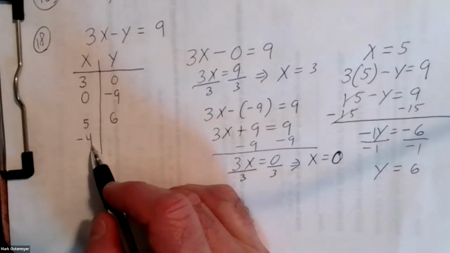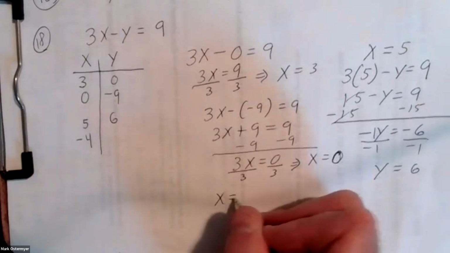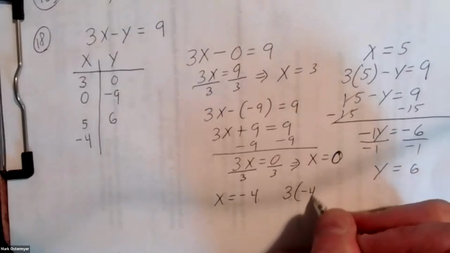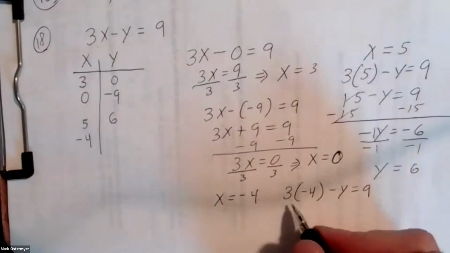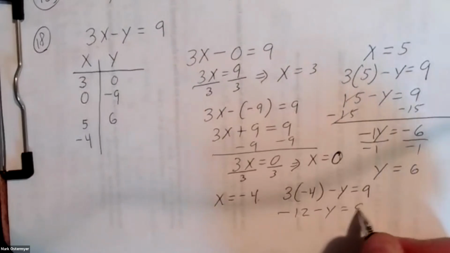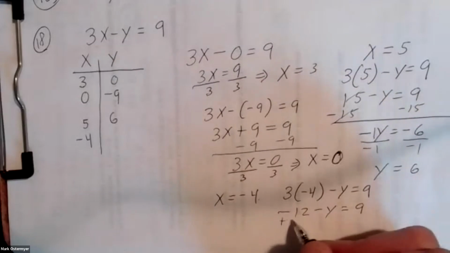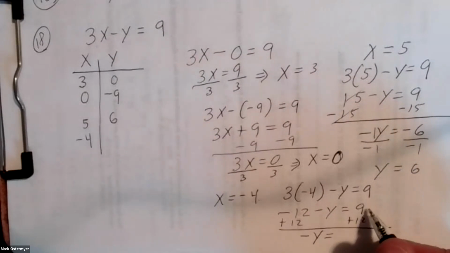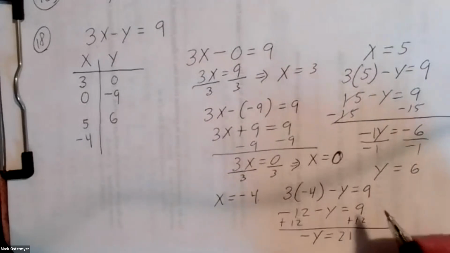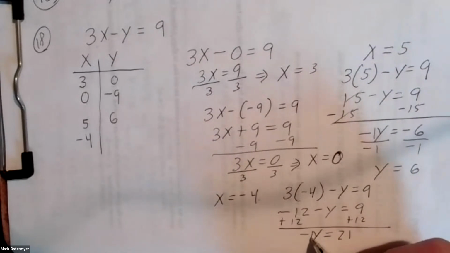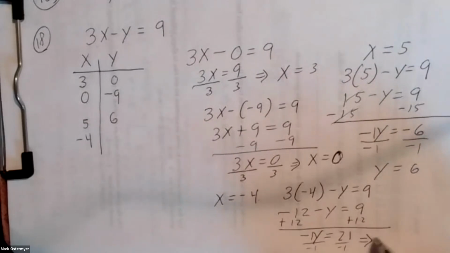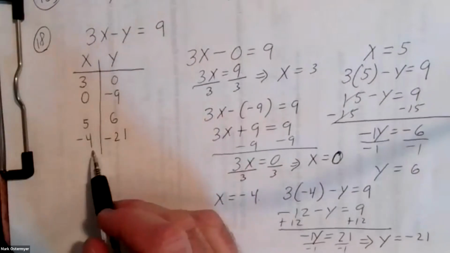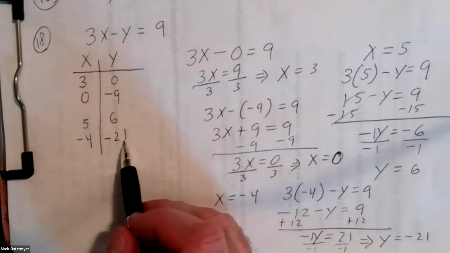Finally, when x is equal to -4, what must y be? To find out, take -4 and substitute it in for the x variable. In which case we get -12 minus y is equal to 9. To solve for y, we add 12 to both sides. We get -y is equal to 21. Divide or multiply both sides by -1, and y walks out of this with a value of -21. And therefore, there's another ordered pair solution to our linear equation, -4, -21.